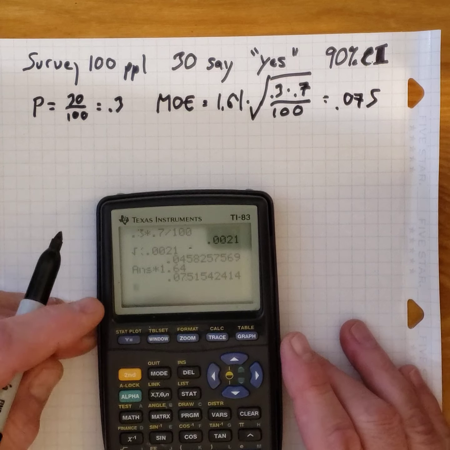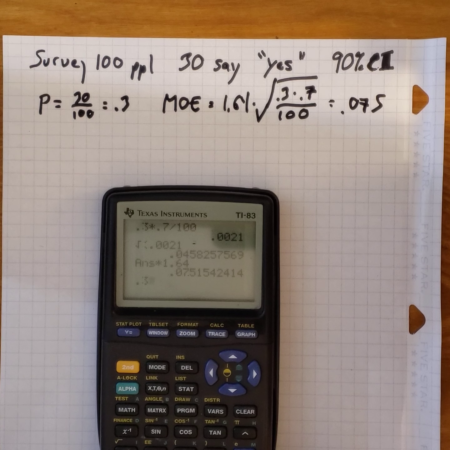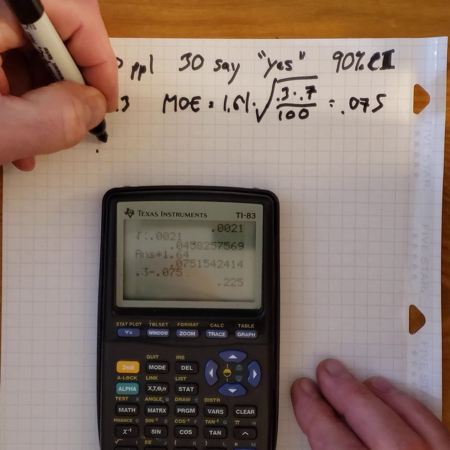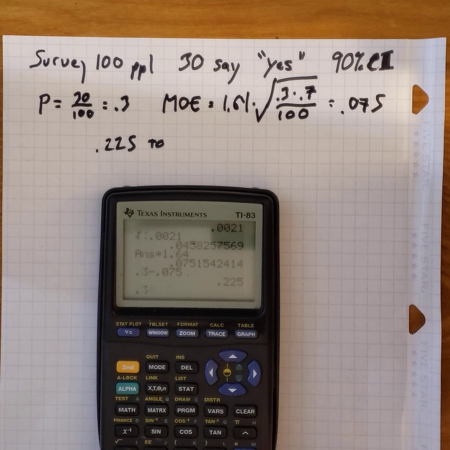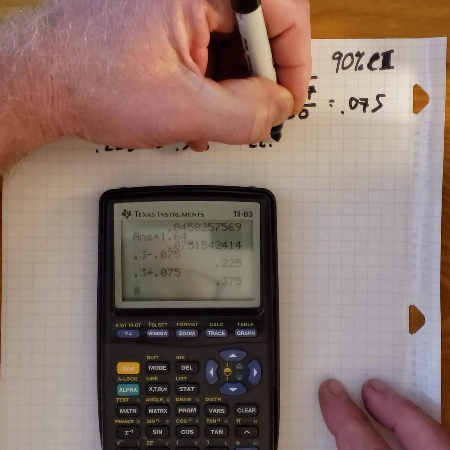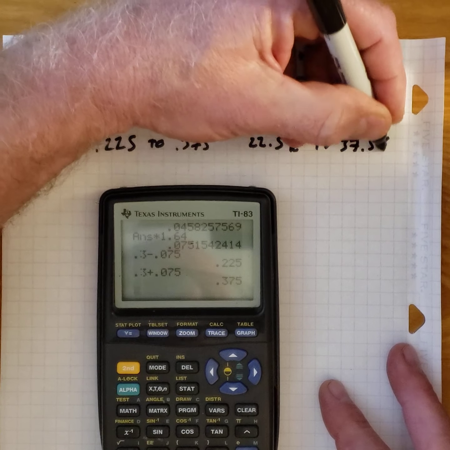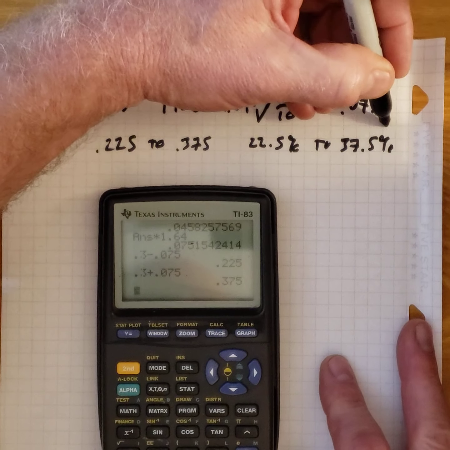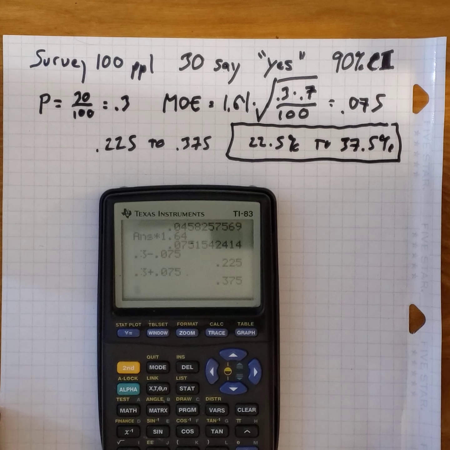And then to find the interval itself, we just start with p, right? So 0.3 minus 0.075, and that gives us 0.225. And then we do 0.3 plus 0.075, so 0.375. So anywhere between 22.5% to 37.5% of the population, we believe, with 90% confidence, fall into the category of people who would say yes.